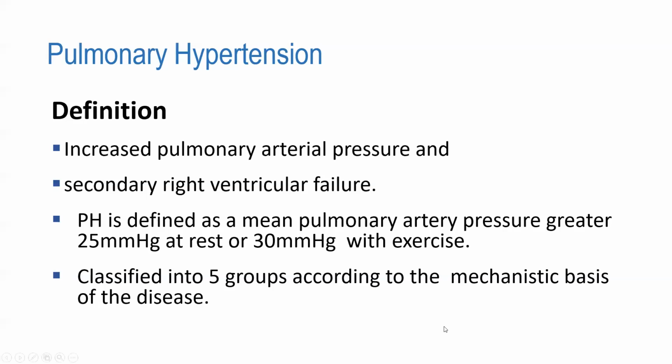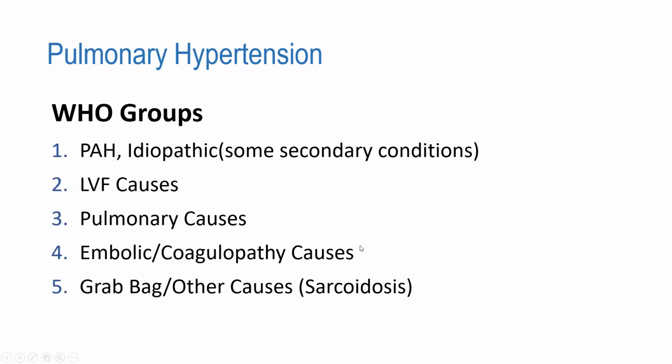Pulmonary hypertension is a mean pulmonary pressure greater than 25 at rest or greater than 30 with exercise. So normal mean pulmonary arterial pressure is like 12 to 18. So you're almost twice as high with your mean pressure. Okay. And there are 5 groups in the chronic classification by the WHO. Okay. So pulmonary arterial hypertension, idiopathic, secondary conditions, because of left heart failure, because of pulmonary failure, because of embolic or coagulopathic causes, so like with PE, causing pulmonary hypertension, right?